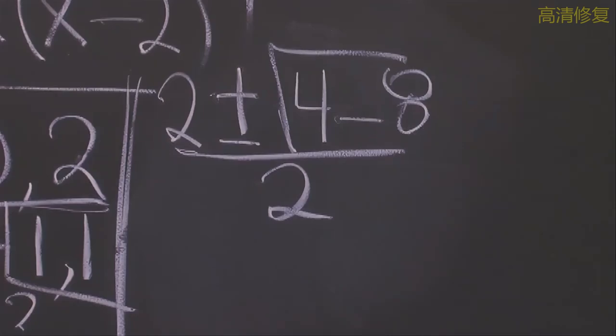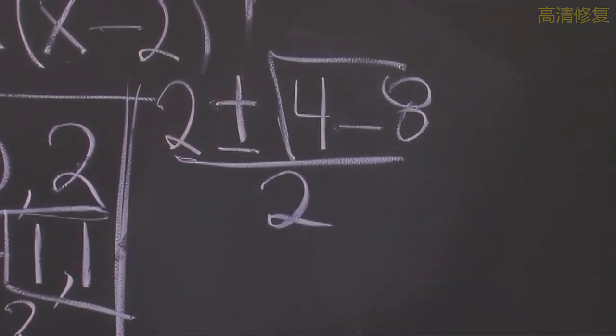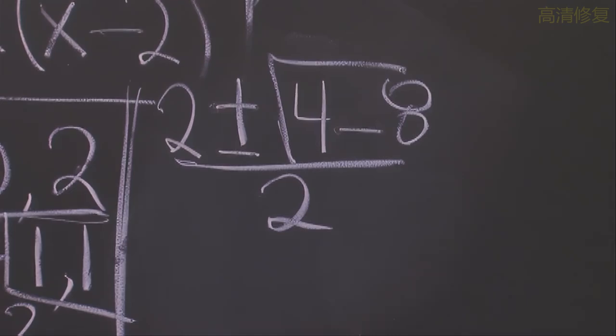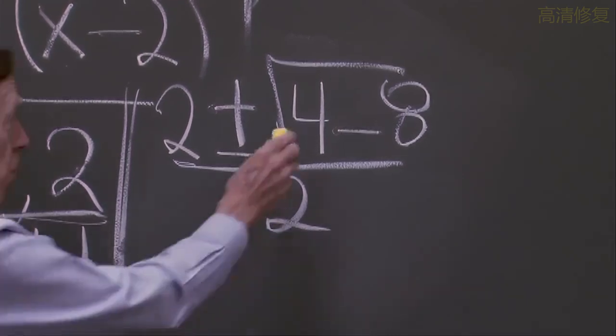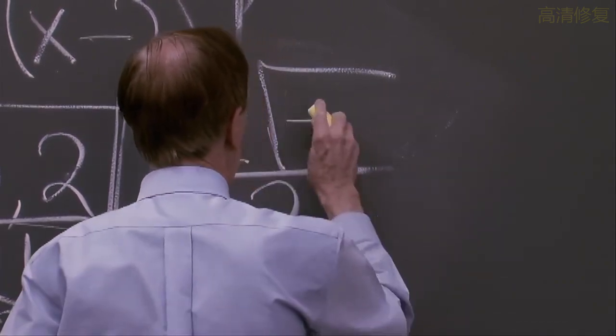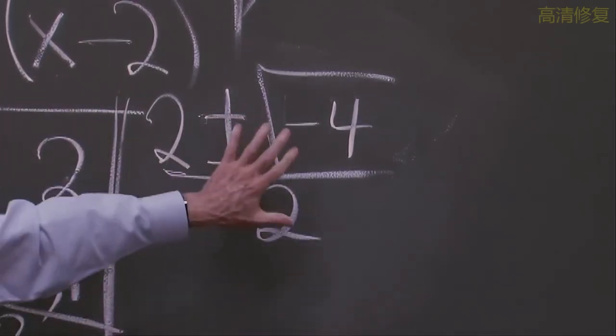What have I got now? I've got a square root of a negative number. That's what the problem was. That's why I couldn't see it in the real world, because it's not there in the real world. 4 minus 8 is minus 4, right? So what's the square root of minus 4?